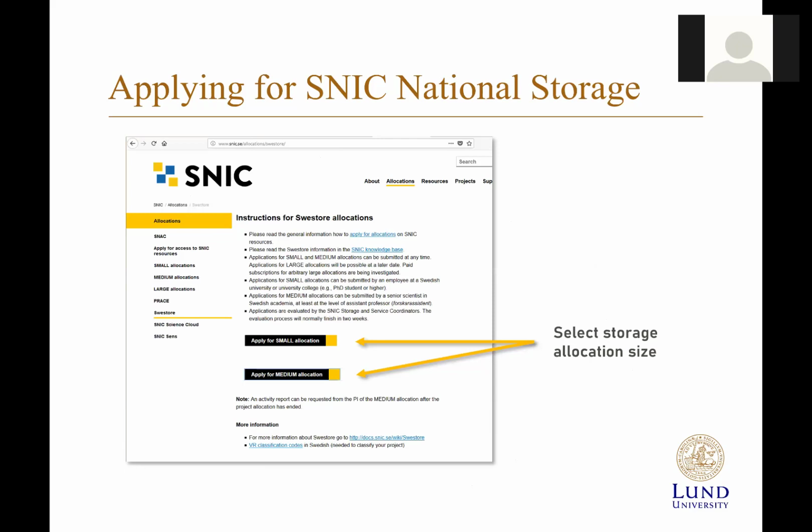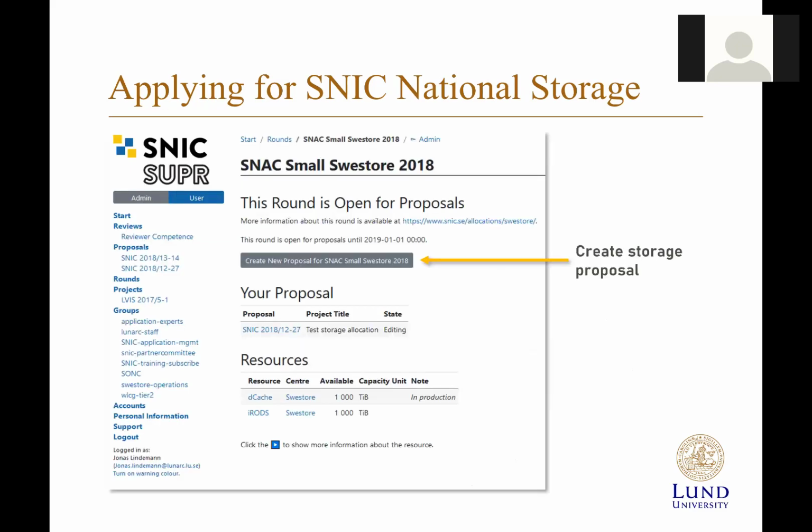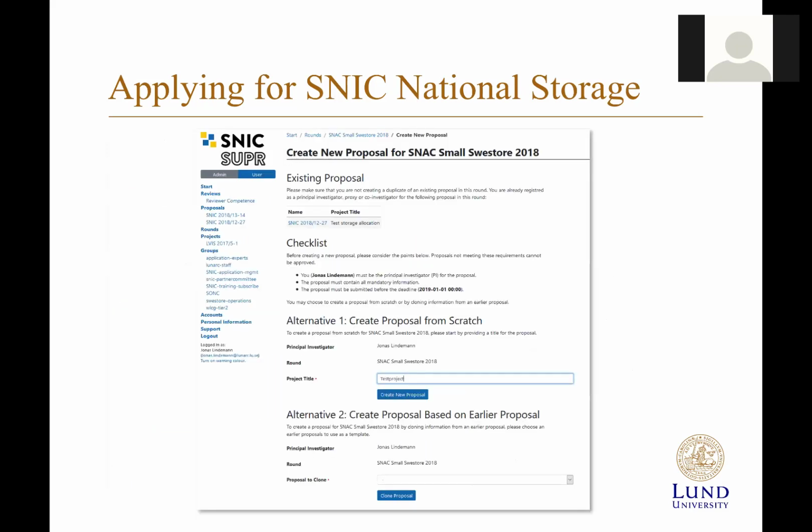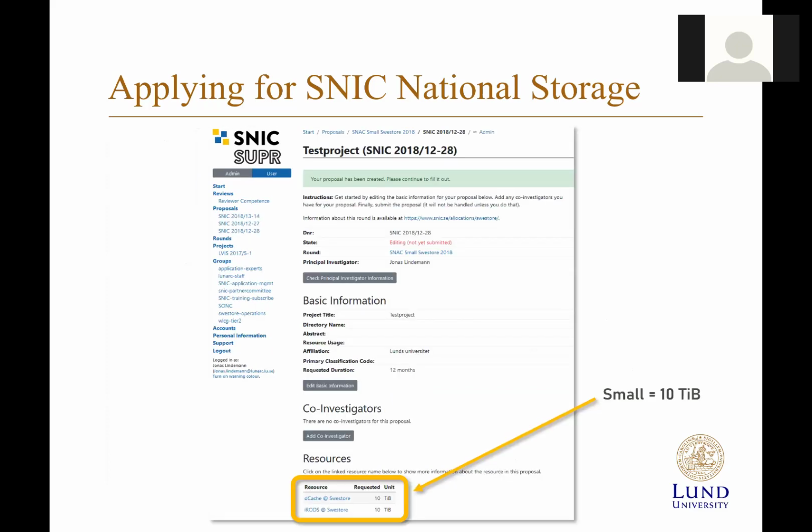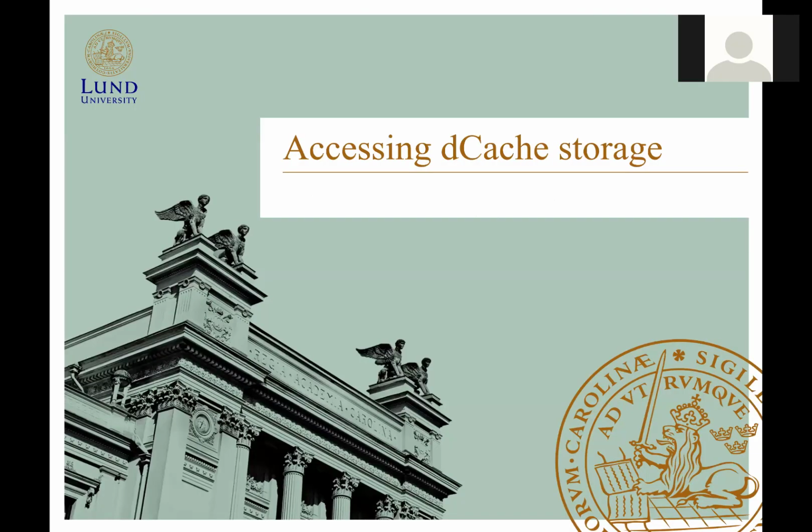So this is the page for applying for national storage. You can apply for small and medium, and then you can create a proposal where you describe what you want to do with your data. You describe what's in your proposal here. It's very similar to applying for compute time. And then you can select what kind of resource you want. So you can select dCache or iRODS. And to access the data set, when you have applied for a project, you will probably be contacted to generate a username and password for accessing it.